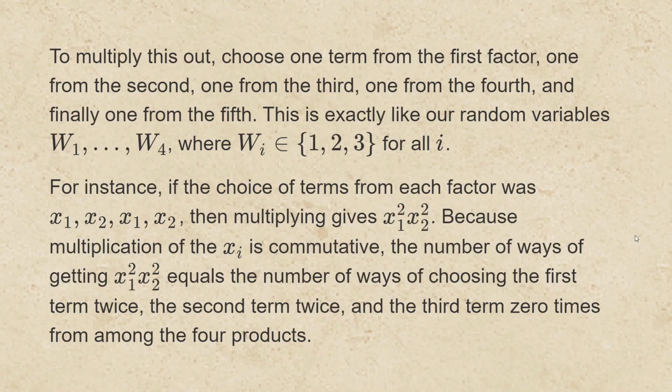For instance, if the choice of terms from each factor was x sub 1 from the first, x sub 2 from the second, x sub 1 from the third, and x sub 2 from the fourth, then multiplying gives x sub 1 squared times x sub 2 squared. Because multiplication of the x sub i is commutative, the number of ways of getting x sub 1 squared x sub 2 squared equals the number of ways of choosing the first term twice, the second term twice, and the third term 0 times from among the 4 products.